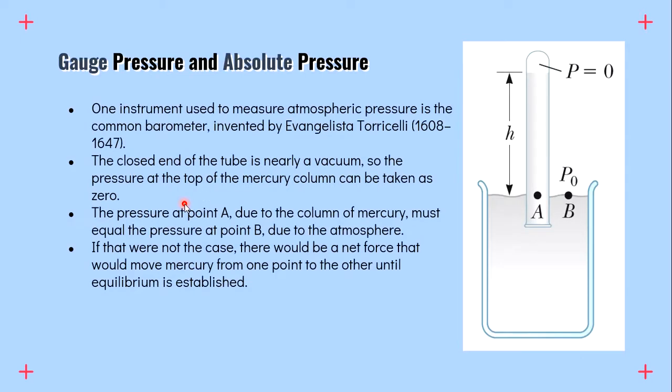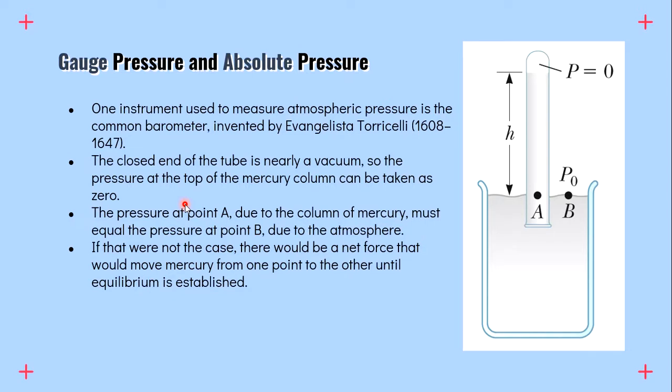Okay, so let us differentiate gauge pressure and absolute pressure. When we say gauge pressure, it is the pressure as read from a gauge, from a pressure gauge or from a barometer. Now absolute pressure is the amount of the atmospheric pressure plus the pressure on the gauge or the barometer.